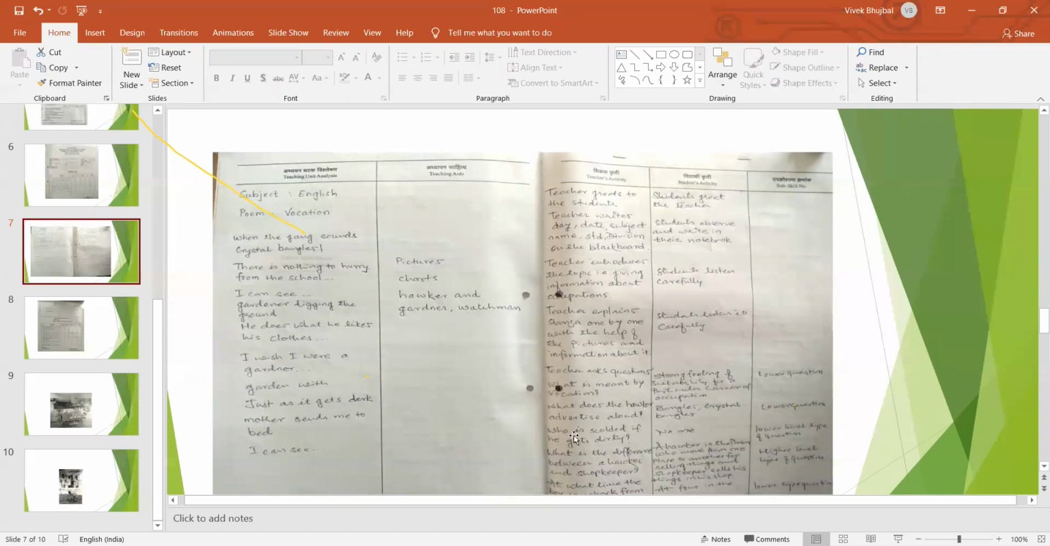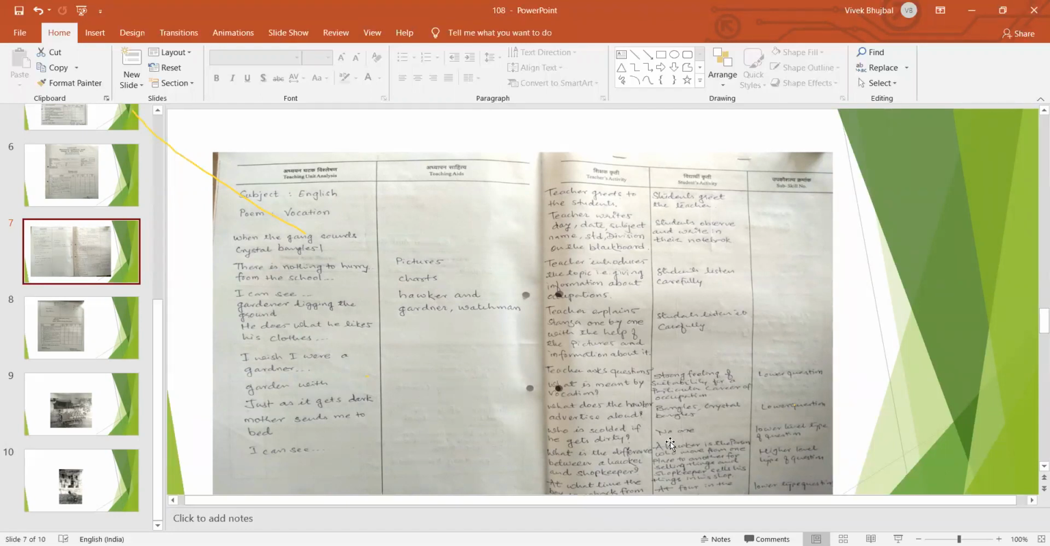The next question: who is scolded if he gets dirty? If the gardener gets dirty, who is scolded? The boy gets scolded by the mother. Yes, the boy is scolded. When the gardener does the things, does anyone scold him? No one scolds him. Very good.